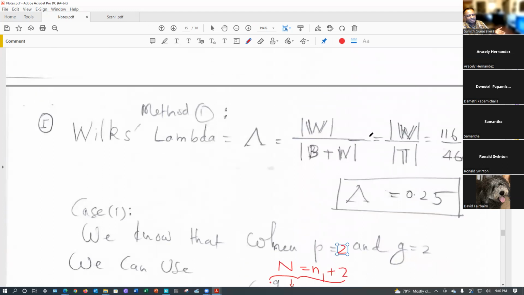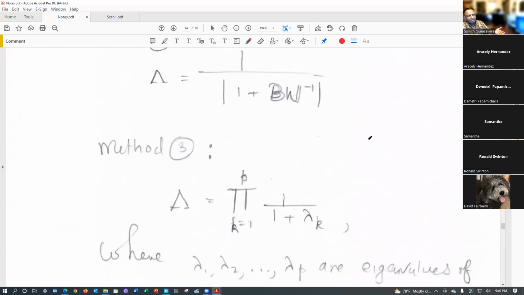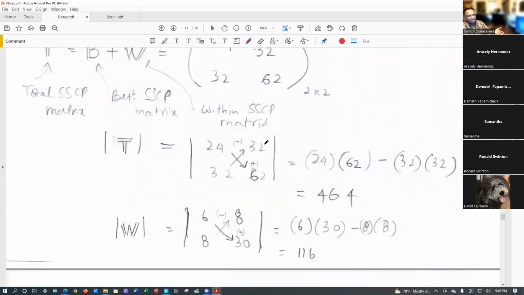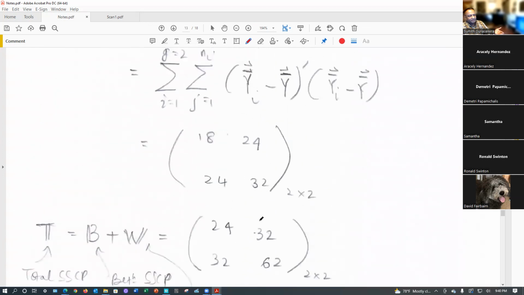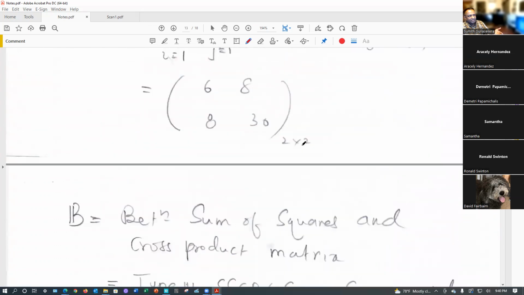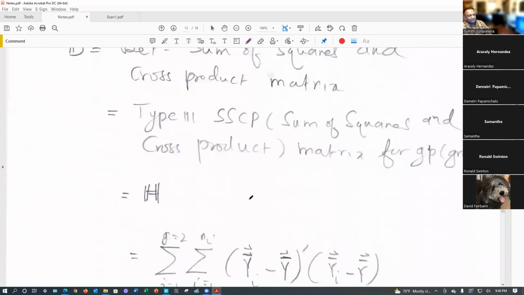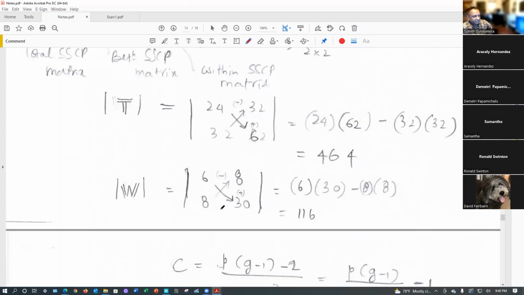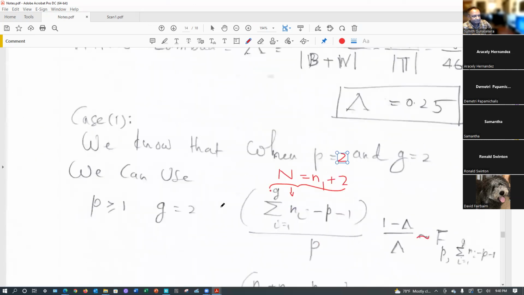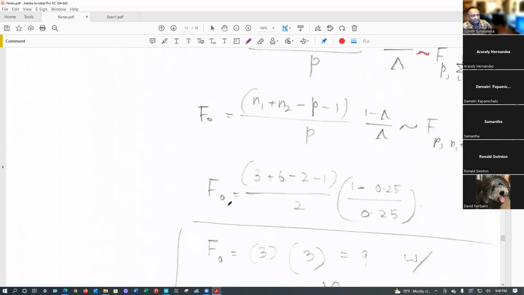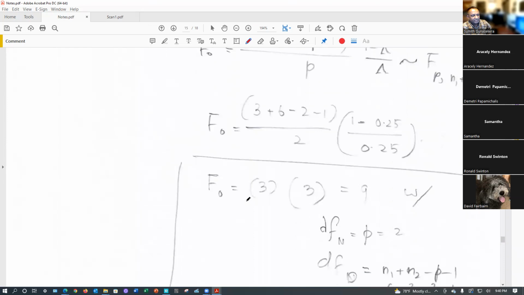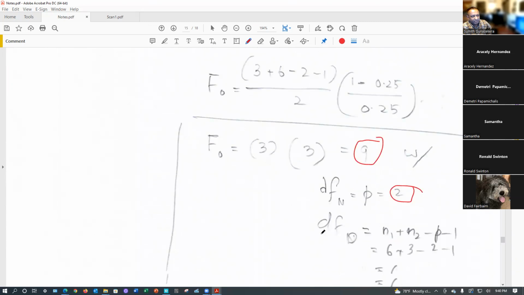You calculated it. How do you get the lambda? Through this formula. This one we already calculated, and this one you can get in a similar fashion. If you plug in over here, look, systematically they simplify and come up with the same answer. Same degrees of freedom, 2 and 6.